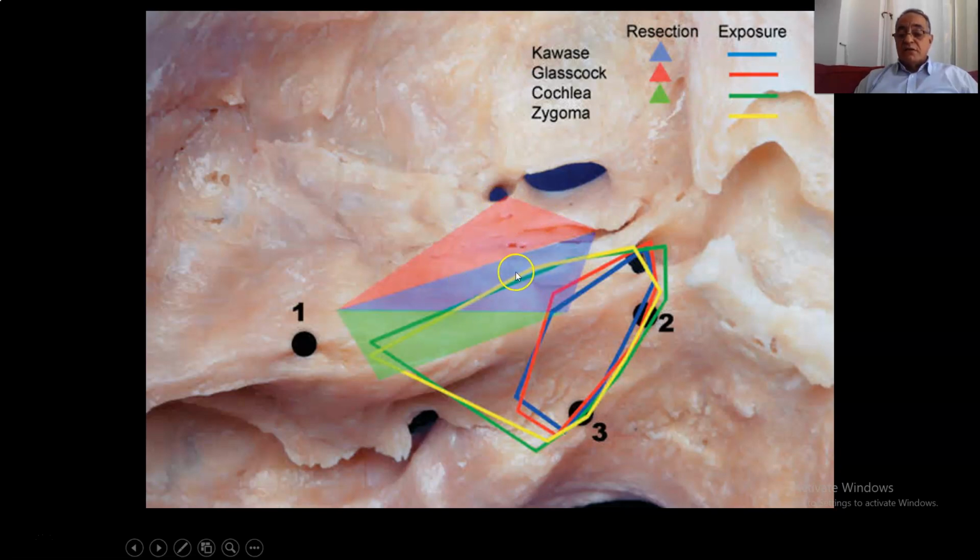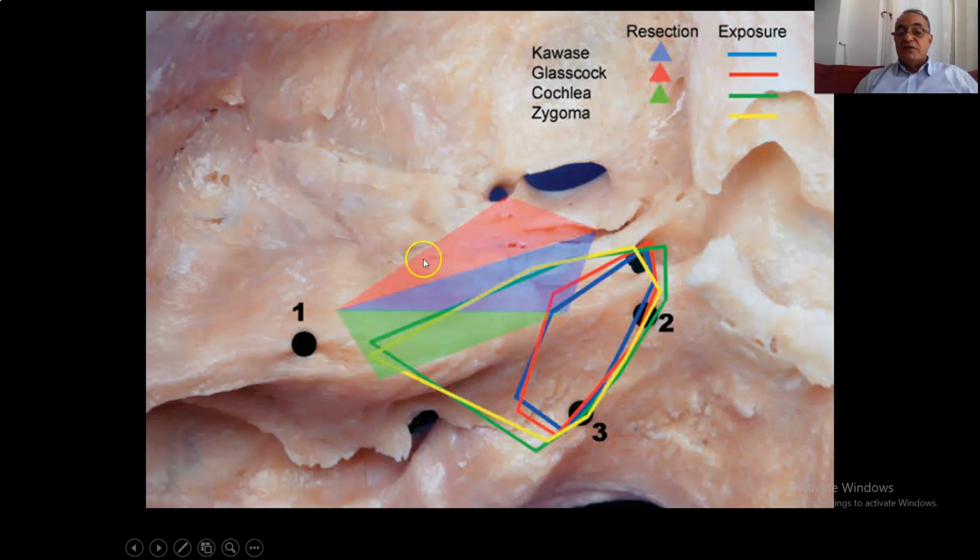The Kawasi triangle is drilled in a posterior direction. You remember, if you can imagine what I'm saying now in 3D, you see that the Glasscock triangle is present in the floor of the middle fossa, but the Kawasi triangle is present in the anterior surface of the petrous bone. So this is the junction between the floor and the anterior surface of the petrous bone. If you want to expose Glasscock triangle, you drill in a downward direction. What would you have here?